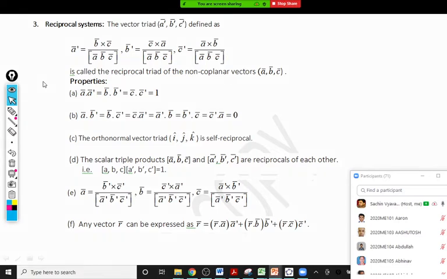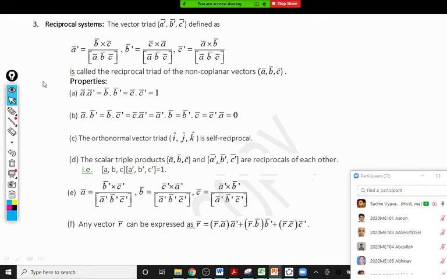Only in 2016 were a few of the properties asked for proof, and after 2016 not a single question has come again on the reciprocal system. So let me see what the reciprocal system is first.